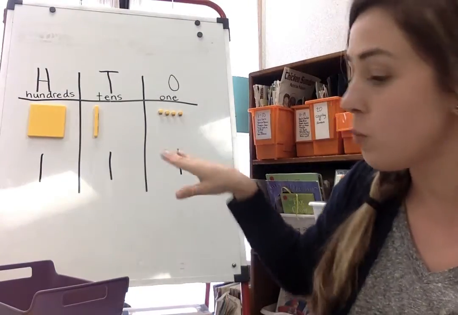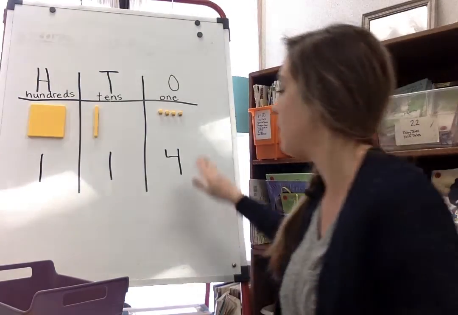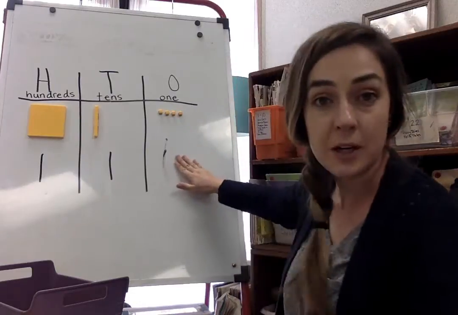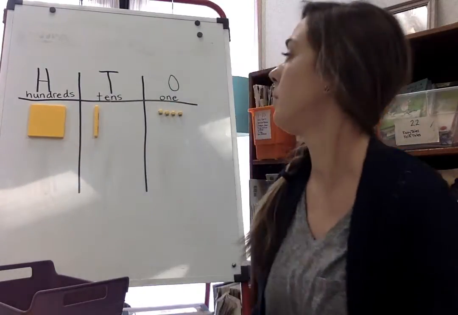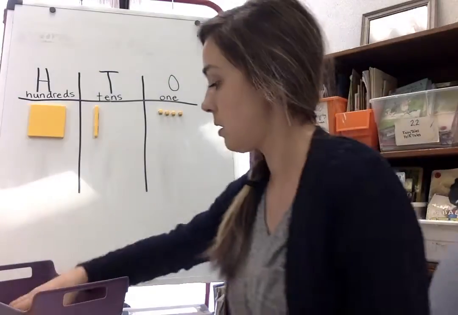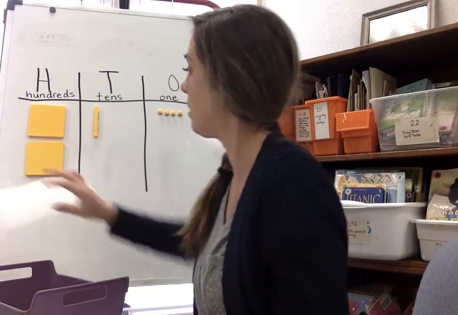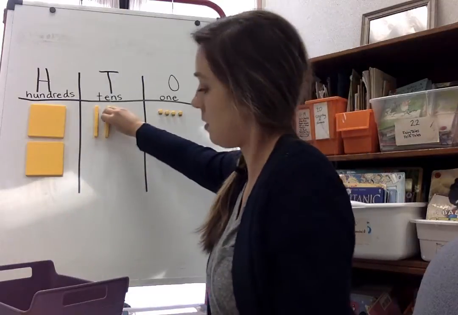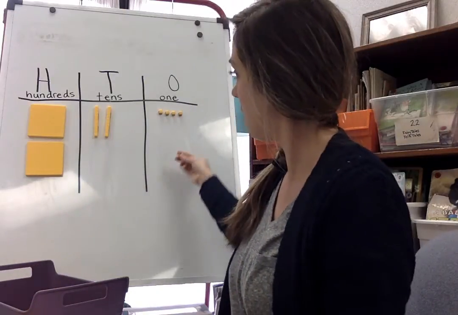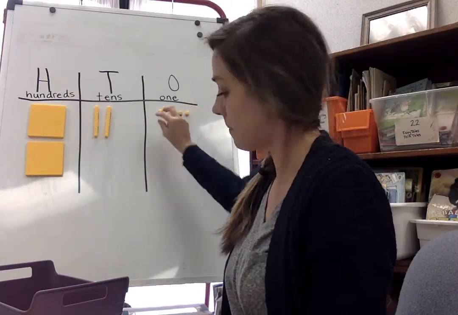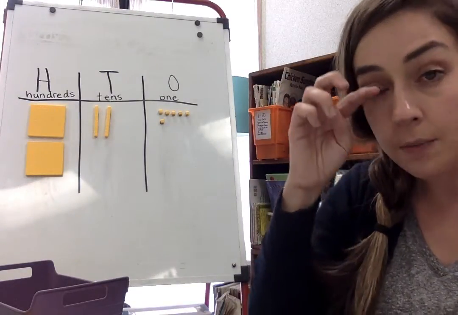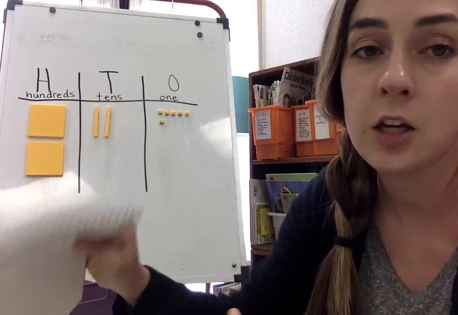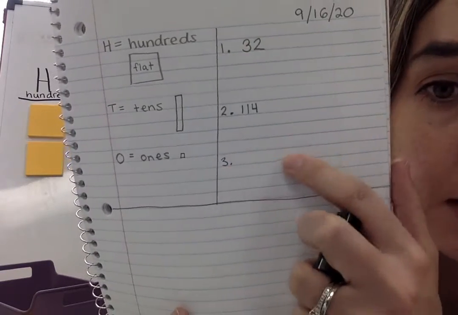All right, we're going to do one more like this, and then we are going to build it in a different way. All right. So think, how many groups of 100 do I have? You're writing it next to the number 3.